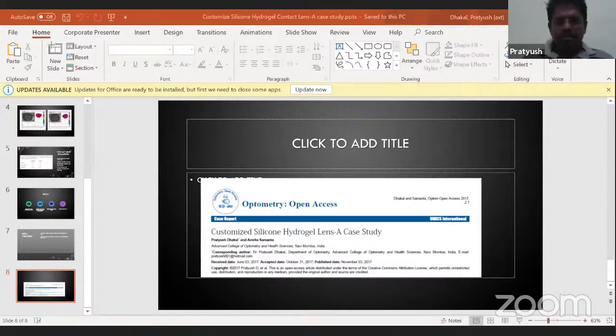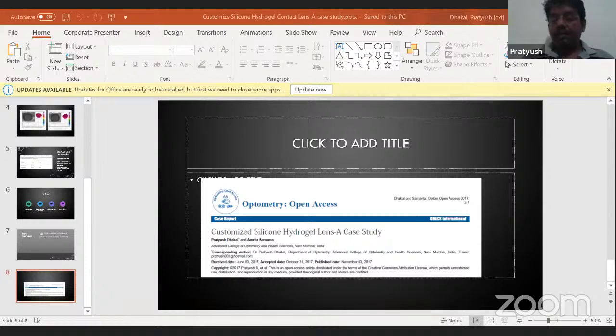So in India is the only customized silicone hydrogel, and the care and regimen is the same as universal silicone? Yes, correct. I think this is by Vizhi, right? Yes, Vizhi, you are right. I don't know about other countries, whether they have customizable silicone hydrogel lenses or not.